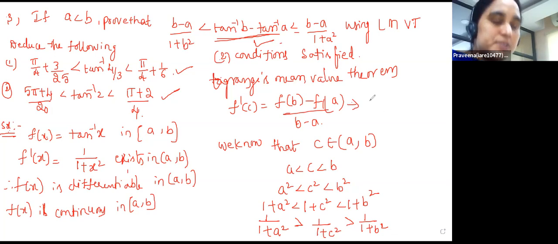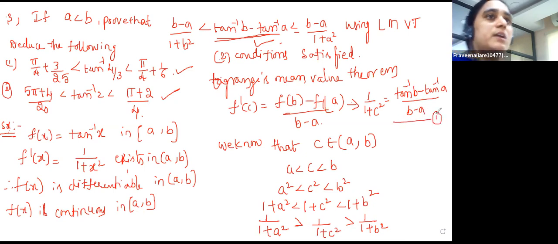f dash of c means 1 by 1 plus c square is equal to tan inverse b minus tan inverse a by b minus a. Take this equation as the first equation. Okay, this is the first equation. After that, c belongs to (a, b), and from that we take the reciprocal.